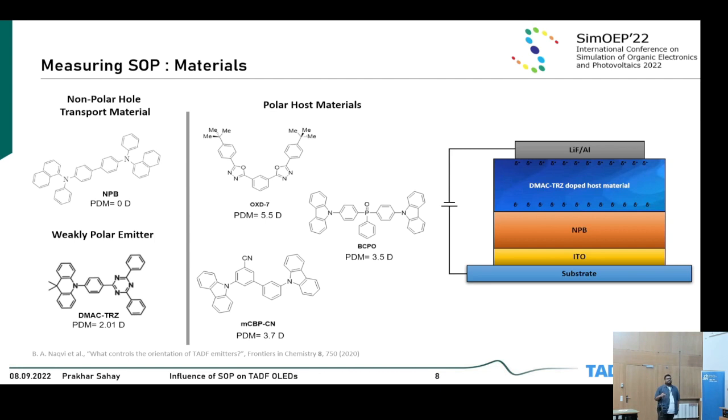And on the right-hand side, this will be the basic device structure that we use to determine the SOP of the materials. So on the bottom, we have our substrate and the ITO as our anode. Then we have a non-polar layer, NPB. And then we have the host material, which we will be further doping with DMAC-TRZ to study the effects of the TADF emitter on the polarity and the GSP of the materials. And on top, we have lithium fluoride and aluminum as our cathode.